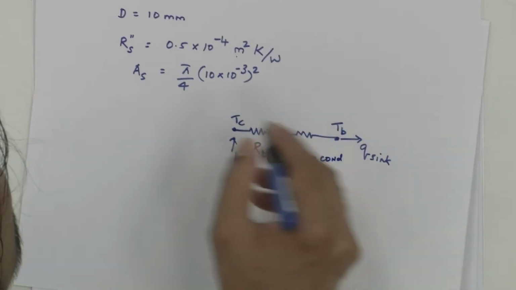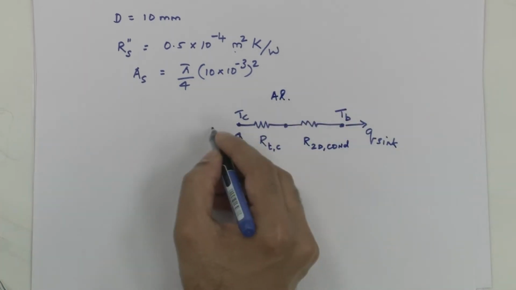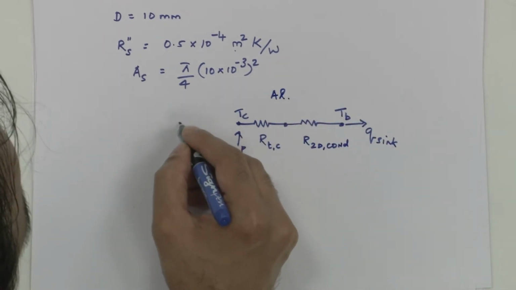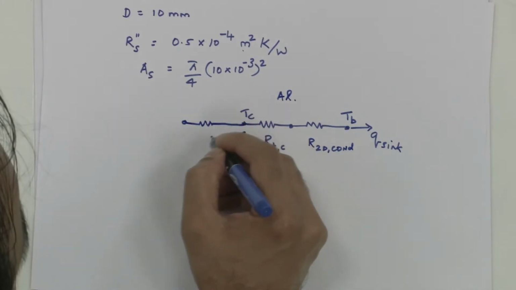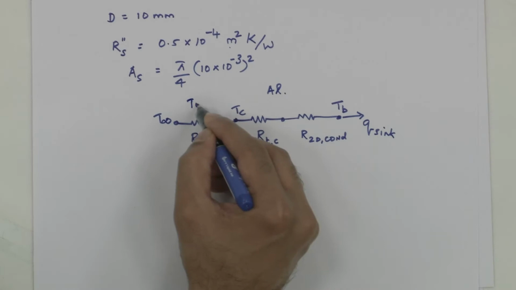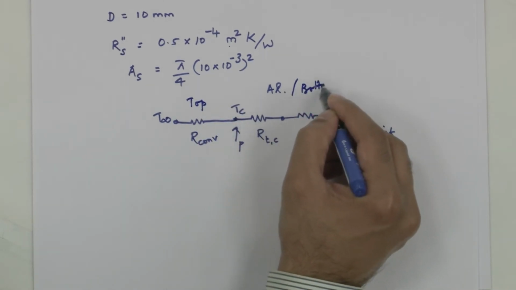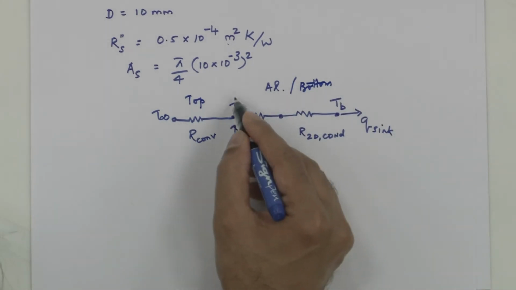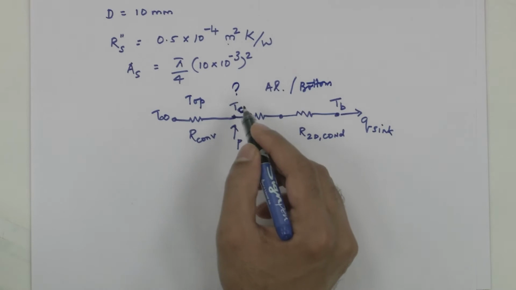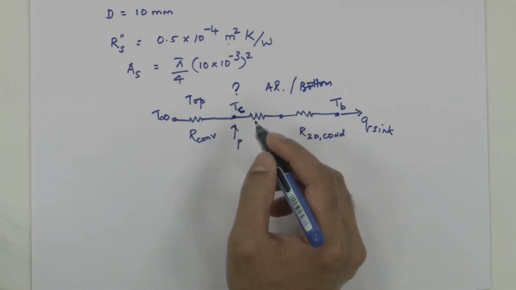This is the aluminum block side, and on the other side you have some flow happening, and there is a convective resistance. This temperature is of interest to us, and this is given to be some 100 degrees Celsius.